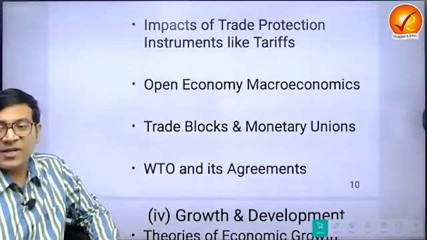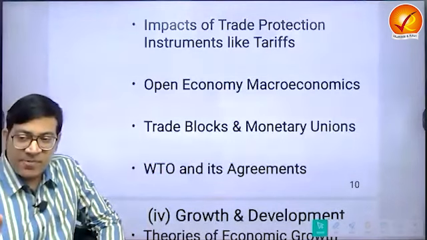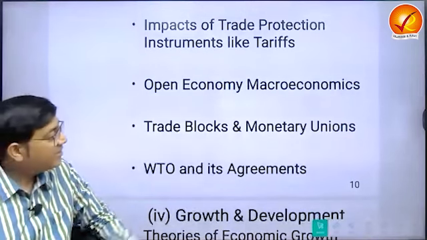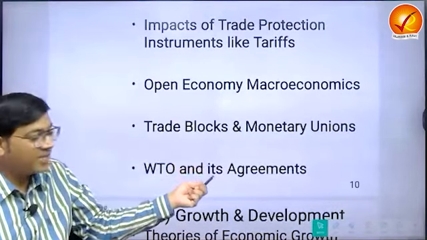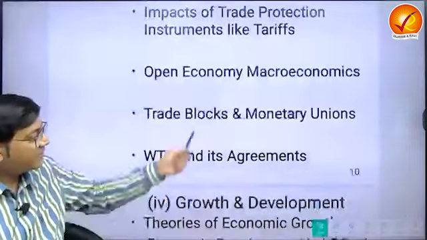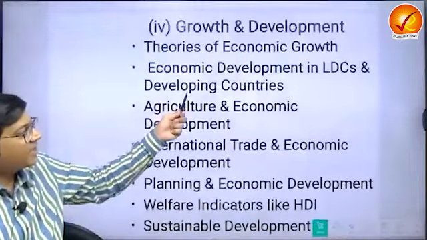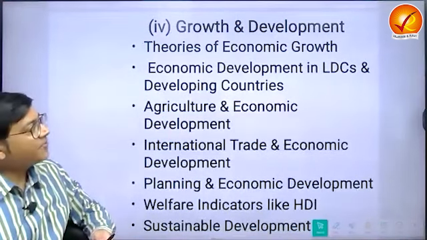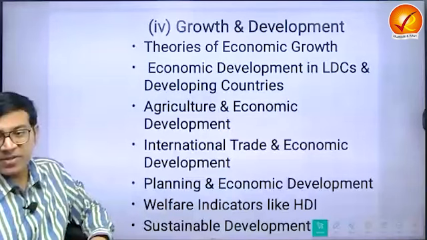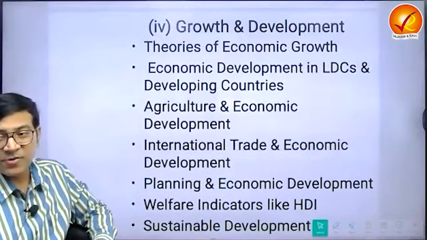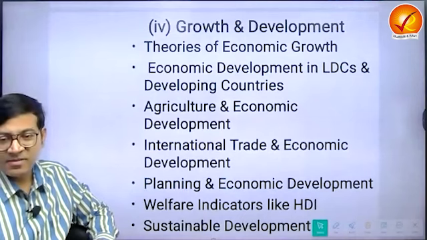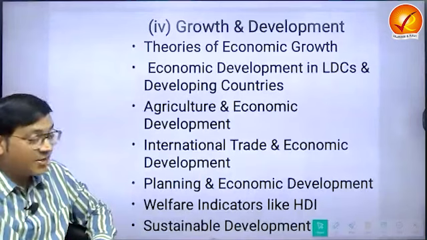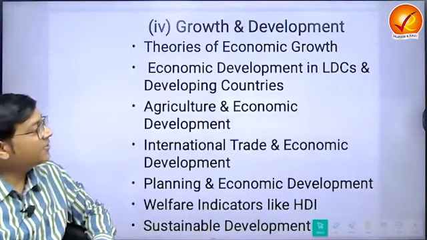So I hope you have already started realizing that some part of paper 1 is overlapping with GS, like money banking, public finance, these things, trade blocks, monetary union, WTO, etc. Although I have a separate discussion on that later. And then fourth and the last part will be growth and development. We are still doing paper 1. In growth and development, what we do are theories of economic growth, like Harrod-Domar model, Solow model, Romer's model. Those who have background must have heard of these names. So we'll do these things. Harrod-Domar, Solow model, Lewis model, and so on.